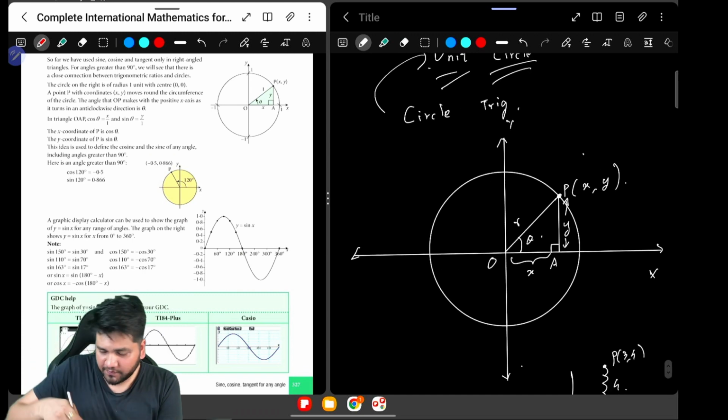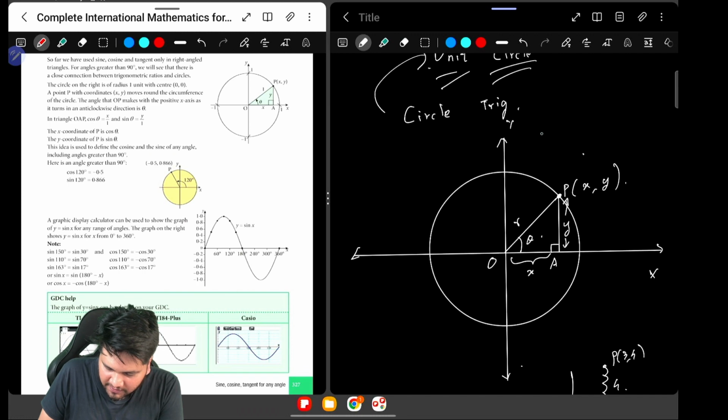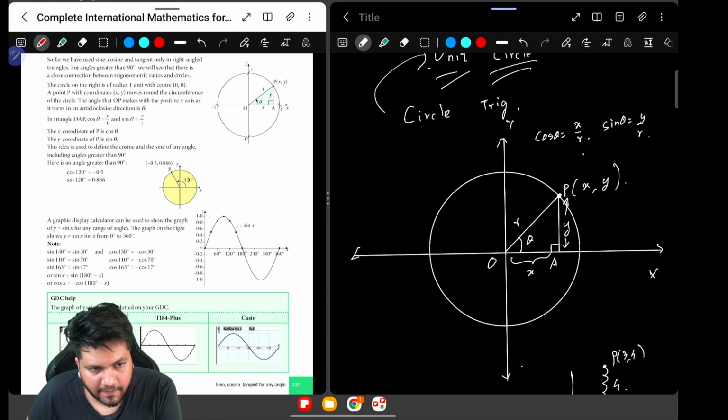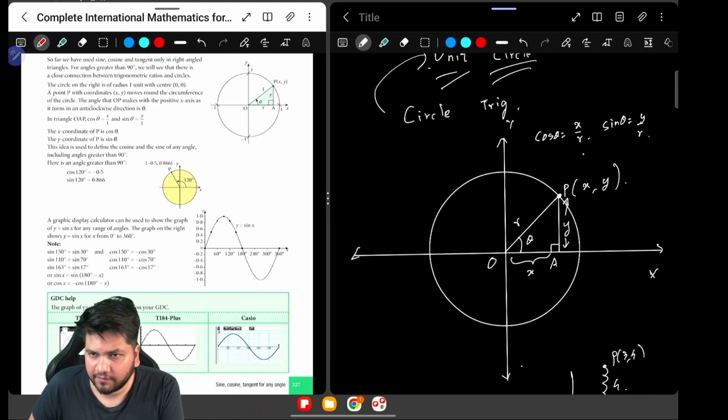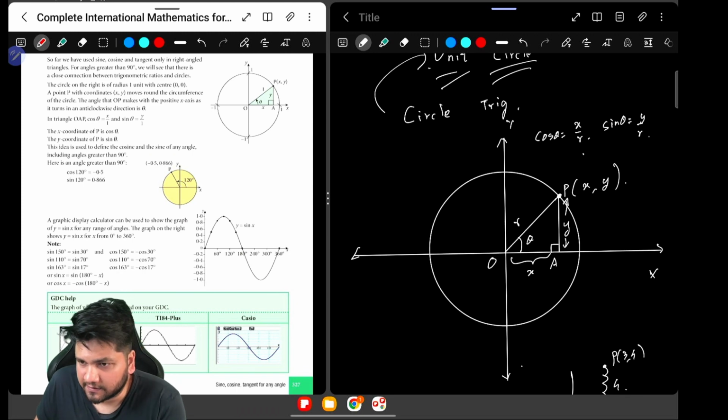Now, for this particular case, if I ask you cos theta, do you agree it's going to be adjacent upon hypotenuse, which is nothing but x by r, and sine theta would be opposite upon hypotenuse, which is y by r. Try to understand. Adjacent upon hypotenuse, opposite upon hypotenuse. Basics clear? If you have any doubt, let me know. X by r, y by r, these are nothing but my cos theta and sin theta.